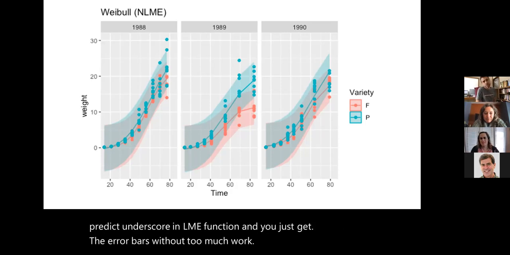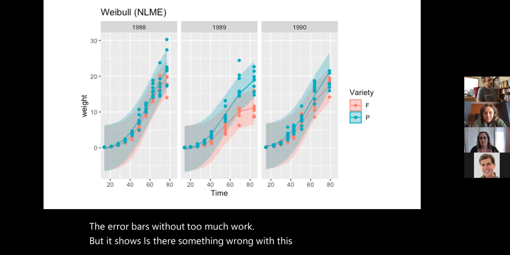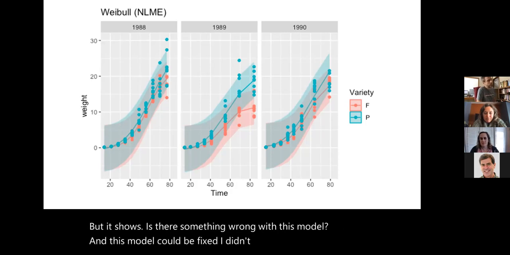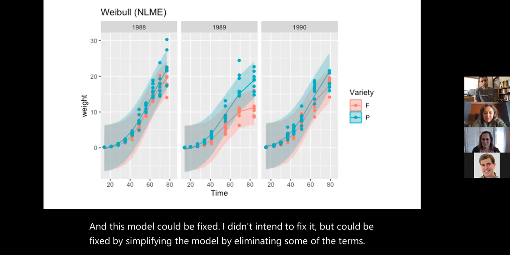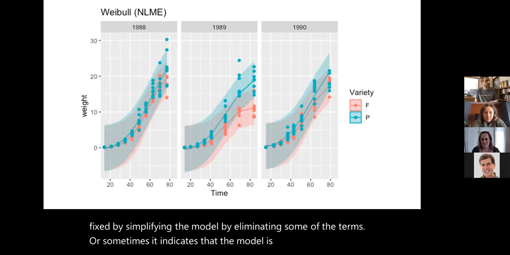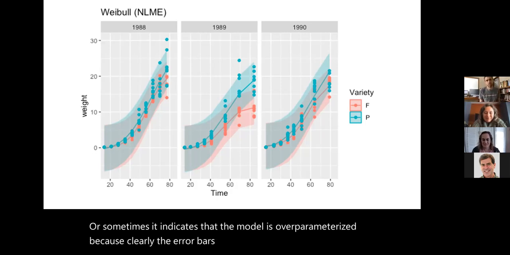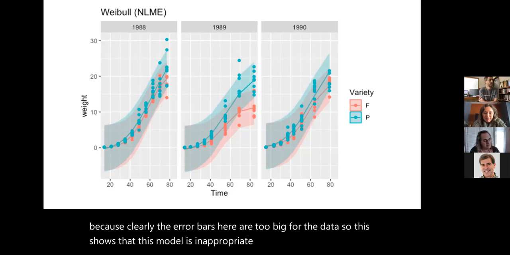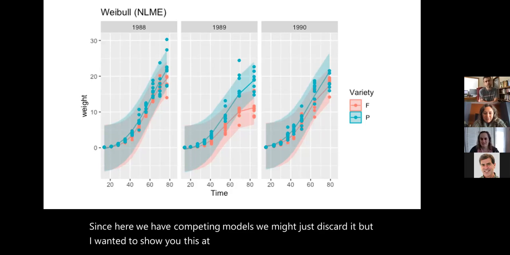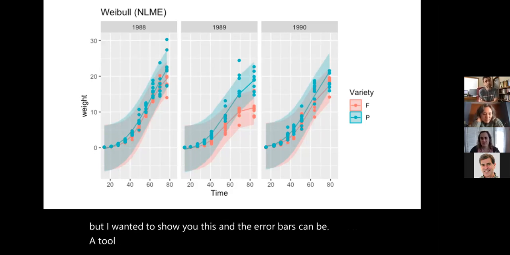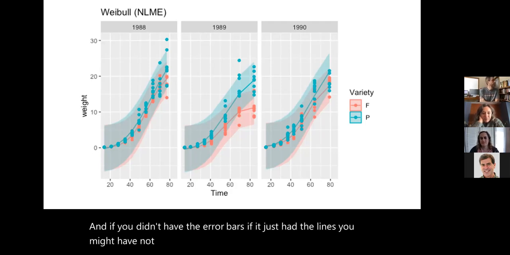But it shows us there's something wrong with this model. And this model could be fixed. I didn't attempt to fix it, but it could be fixed by simplifying the model, by eliminating some of the terms, or sometimes it indicates that the model is over-parameterized, because clearly the error bars here are too big for the data. So it shows that this model is inappropriate in some sense. Since here we have competing models, we might just discard it, but I wanted to show you that the error bars can be a tool for diagnosing typically models that are over-parameterized. And if you didn't have the error bars, if you just had the lines, you might not have noticed that.